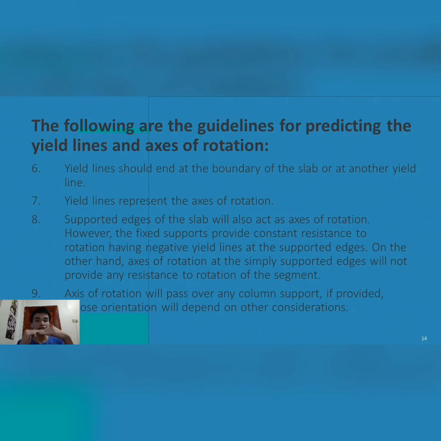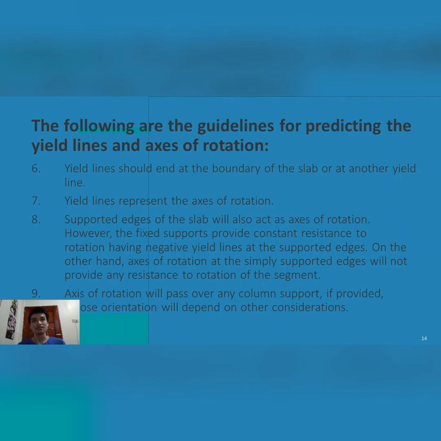So, yun nga, pag ganyan, syempre may kinakapitan pa siya. So, pagka one-way slab ka, syempre may mga side ka na walang support. So, hindi niya kayang i-resist yung rotation. Syempre, bigla na lang babagsak yun dahil walang support doon.